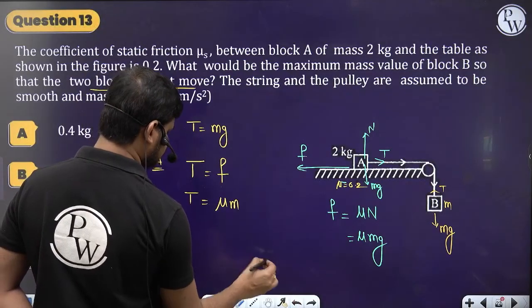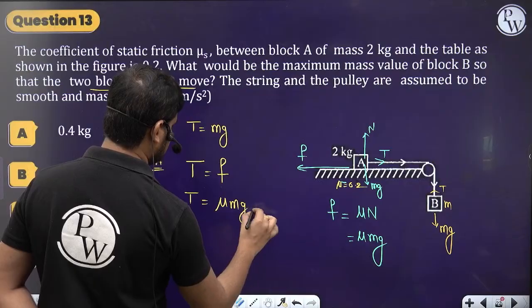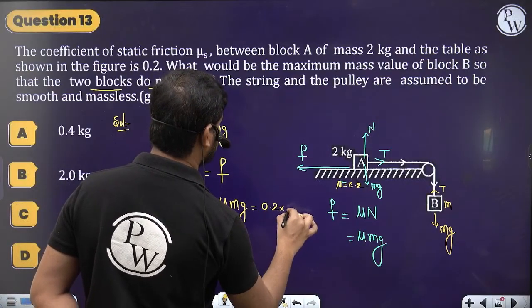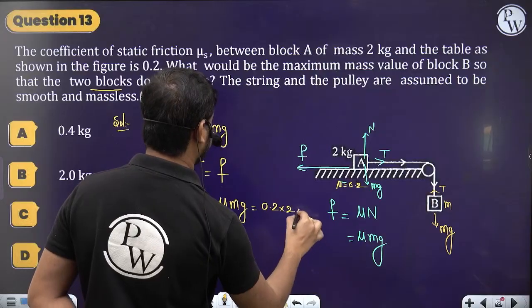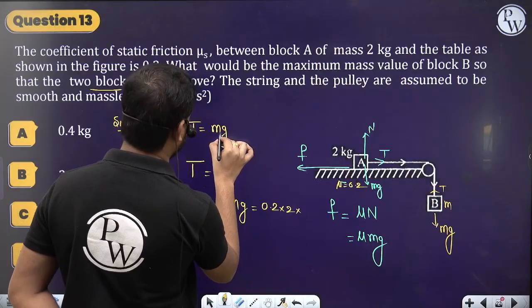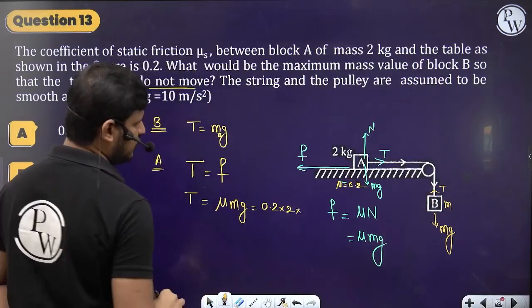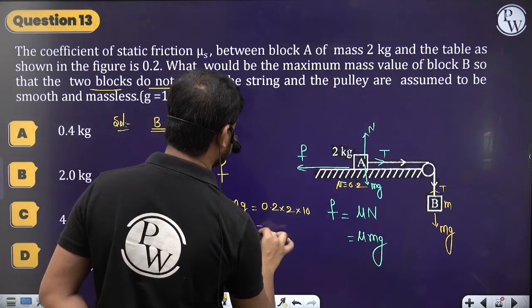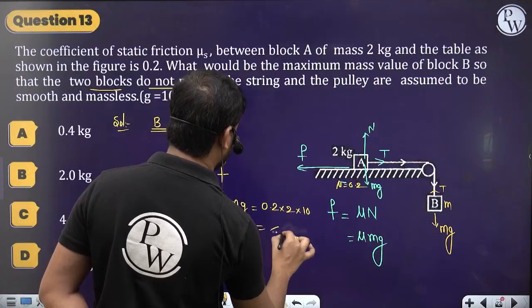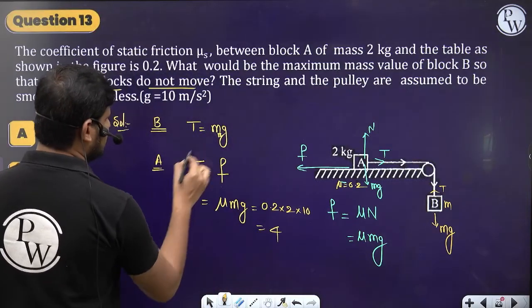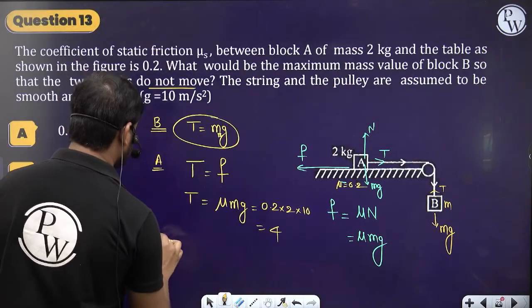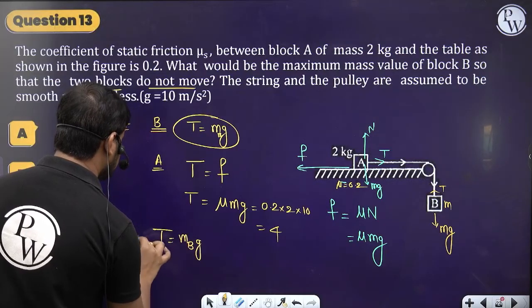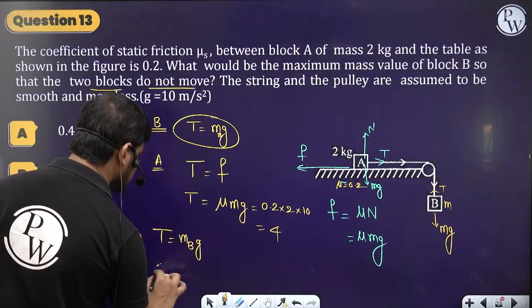So let's substitute the values, don't worry, see here. So mu is what? 0.2. Mass of the block is 2 into, let's write mass of block B as mb. Okay, so 0.2 into 2 into g value 10. So this is 2 into 2, 4. So this is the tension. So then consider this equation now. T is equal to mb into g. So what T value did we get? T is equal to 4 we got.